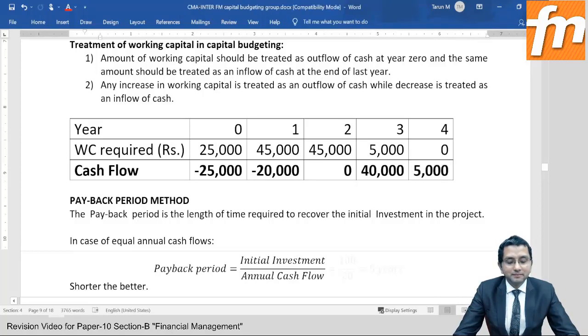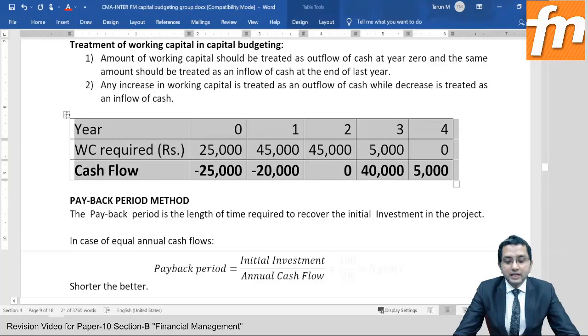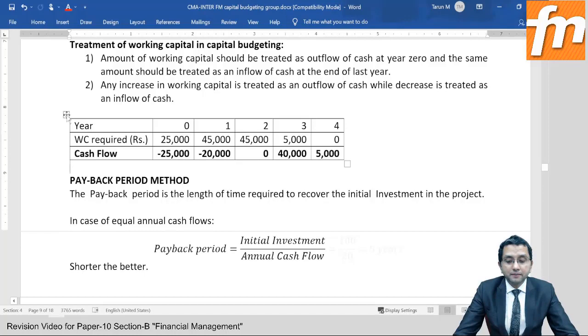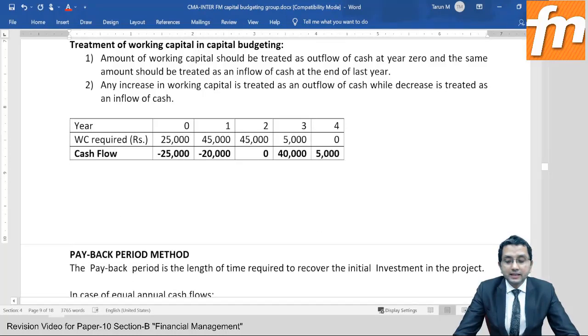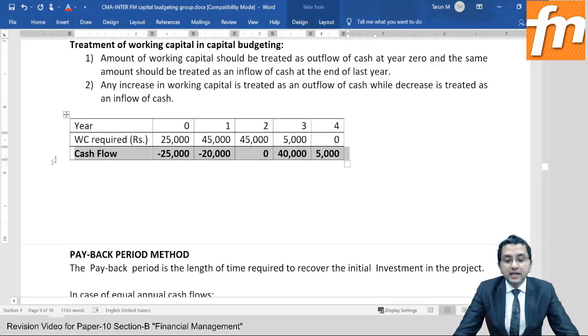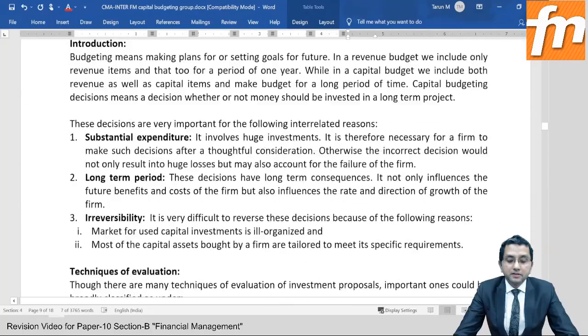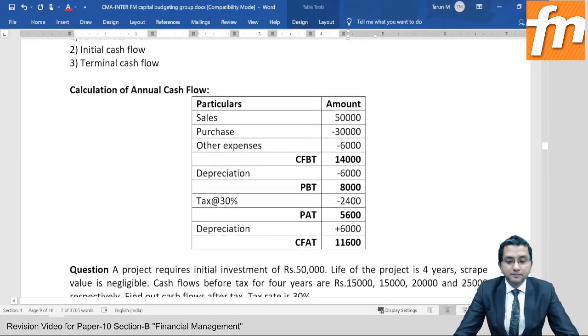See, increase is an outflow, decrease is an inflow. But just be careful about one thing, and that is this cash flow should not be treated before tax. Like we prepared this table, this one.